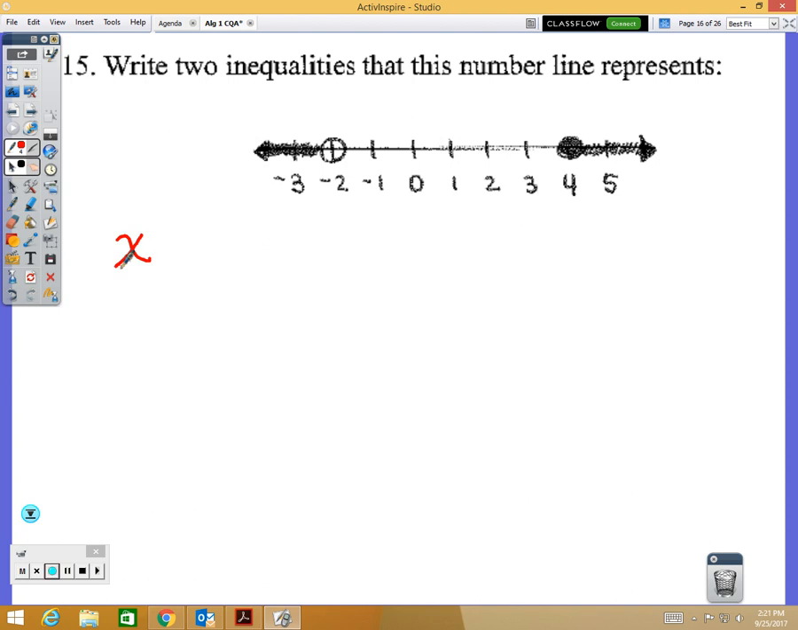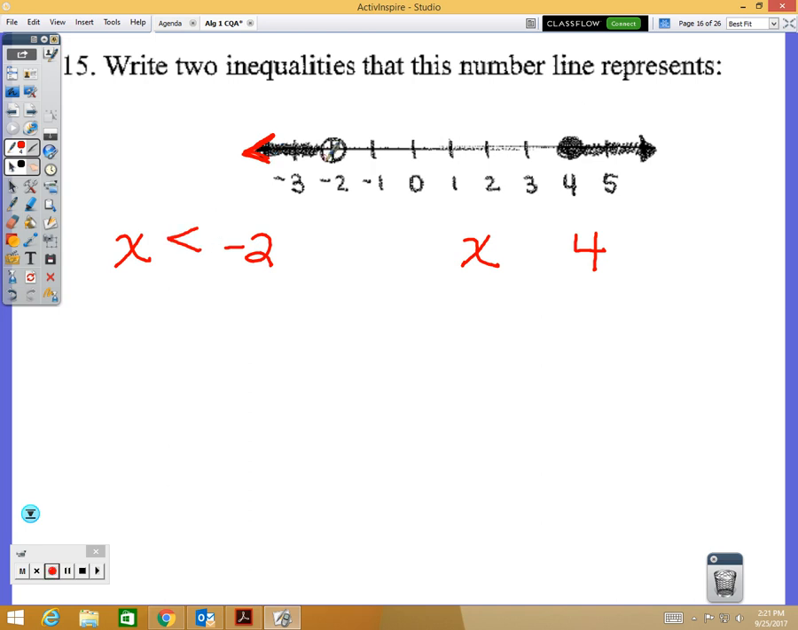And we have a -2. Same variable, and we have a 4. Okay? So we see our two numbers that we have. Now we have to think about our symbols. So for this symbol, we have that arrow shaded in, and we have an open circle.